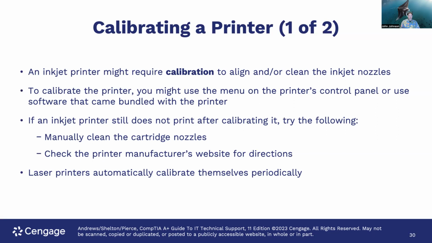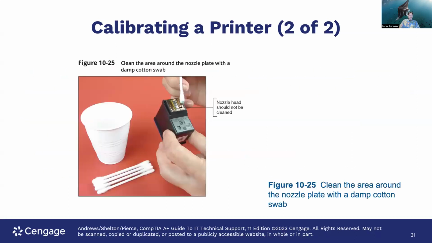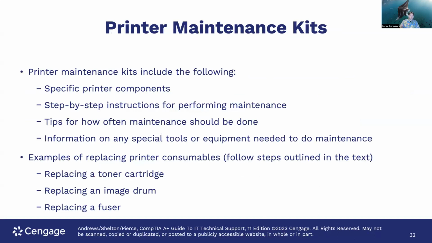And laser printers automatically calibrate themselves periodically. You can also do that manually as well. So here is what it looks like to work on an inkjet cartridge. Notice that he's not touching the nozzle head directly. He's actually going around there with a damp cotton swab. So that's the way you would go about cleaning one of those.